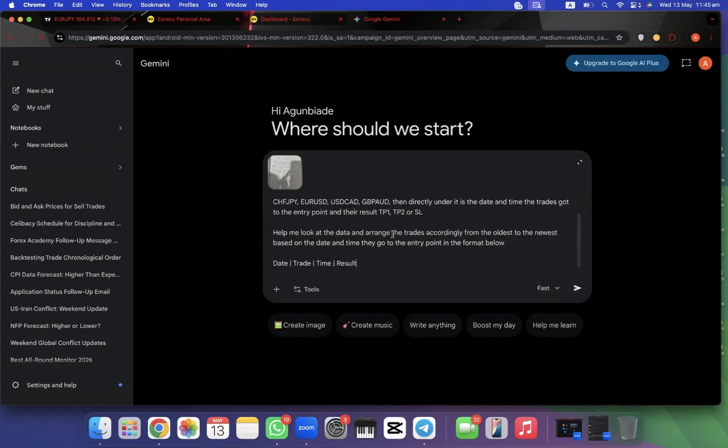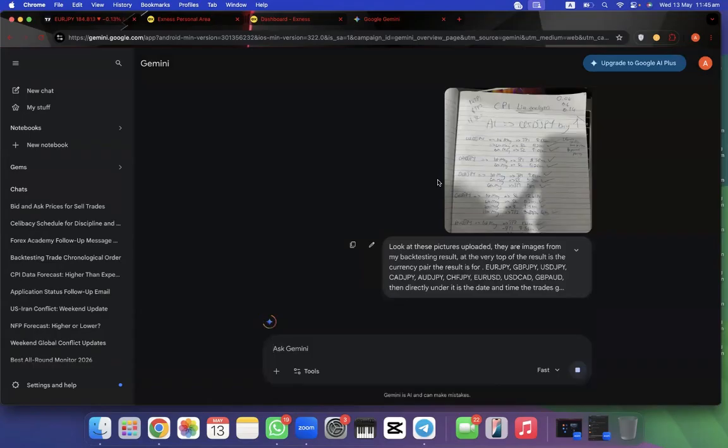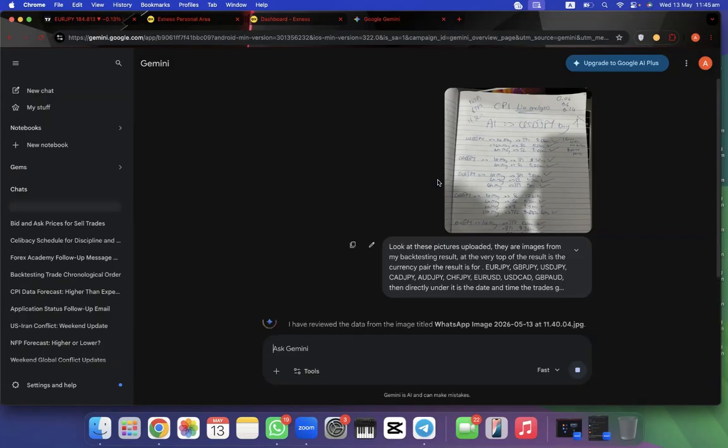Help me look and arrange them accordingly from the oldest to the newest, the way the trades actually got to the entry point. You understand? So if I started trading this period, which ones would have got to TP first, in that order? That's basically what I did. And it looked at all the data and arranged it for me.